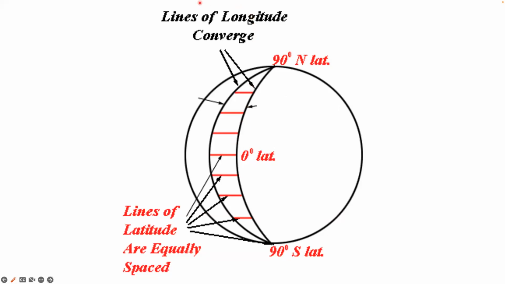However, the lines of longitude converge at either pole, at 90 degrees north and at 90 degrees south. This will affect how distance is measured north to south and east to west.